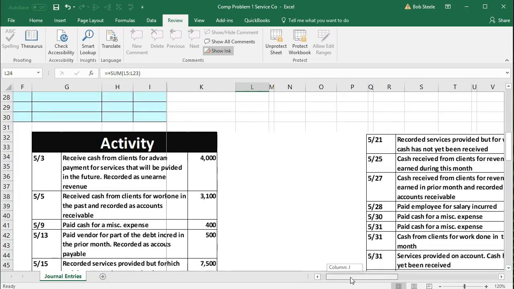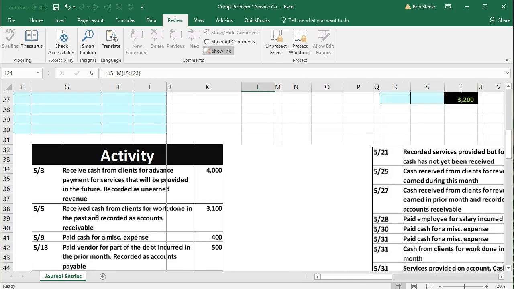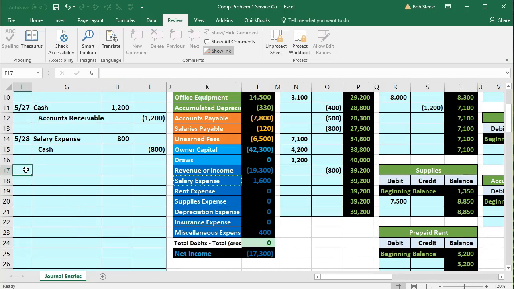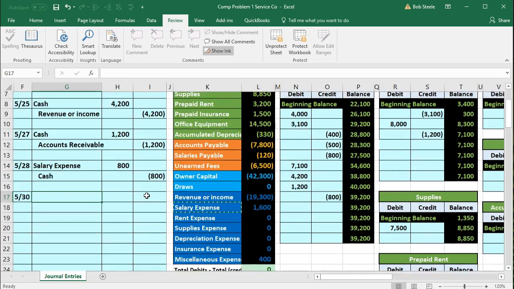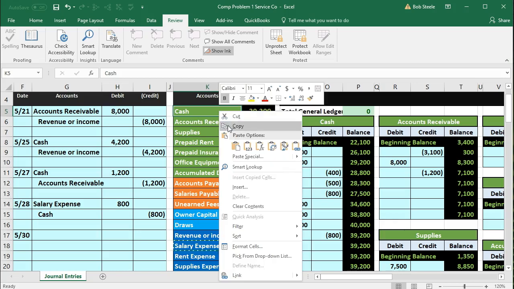Next transaction, we've got 530 paid cash for miscellaneous expense. So we're going to go back over here, 530. First question, is cash affected? We're going to say yes, we paid cash. Cash has a debit balance. We need to make it go down and therefore we're doing the opposite thing to it, which in this case is a credit. So we'll copy the cash.